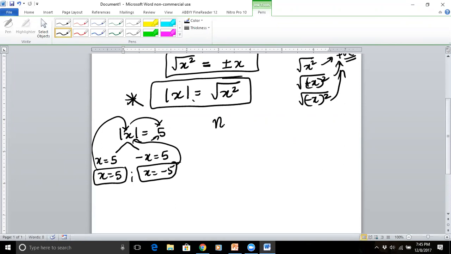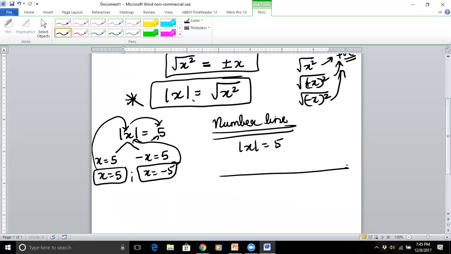But you can also define a mod on the number line. You can use a number line approach to solve a modulus question. I'll work the same question, mod of x equal to 5, on the number line. The modulus on the number line is defined as the distance from the origin. Now what do you mean by the origin? If I have a mod of x term itself, where x is not attached to some constant, then we say that the origin is at 0.